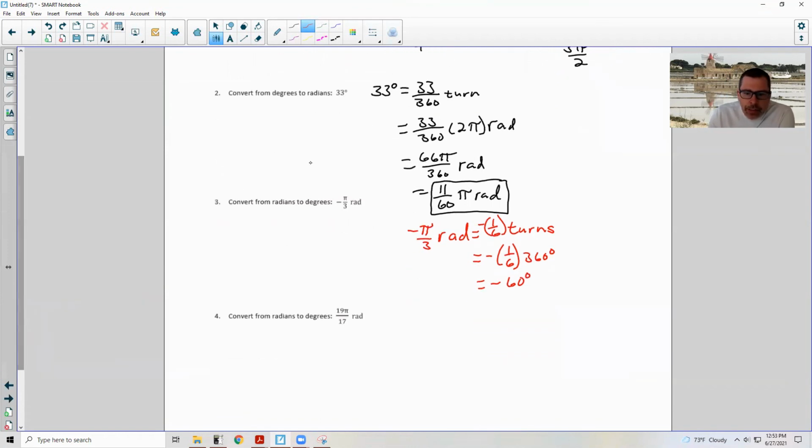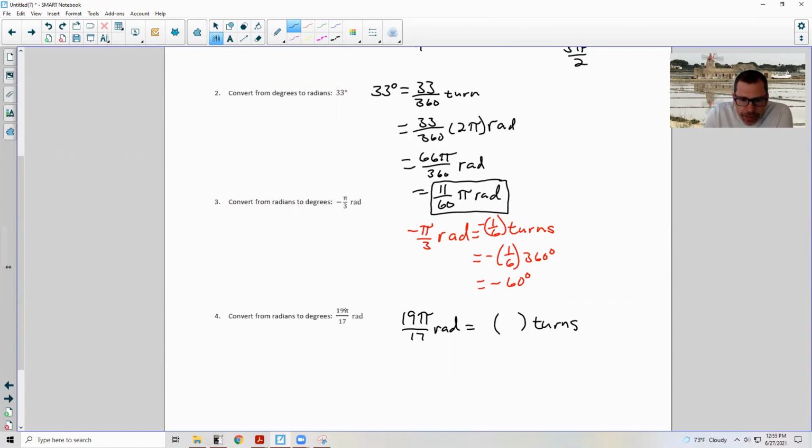All right. Next one, 19 pi over 17 radians equals some number of turns, some fraction of a turn. Okay, so this one's a little tricky. 19 over 17, 17 won't go into 360 evenly.